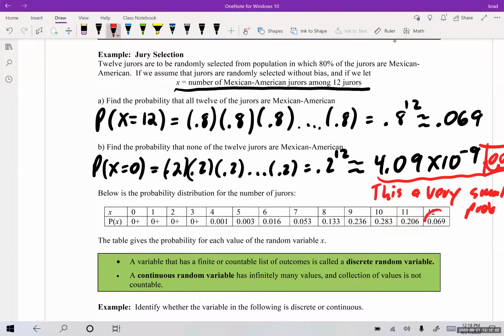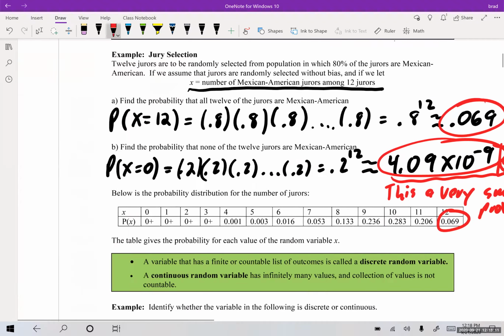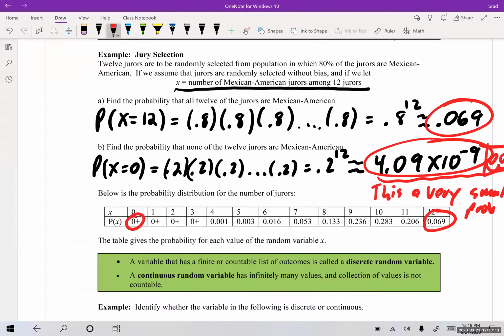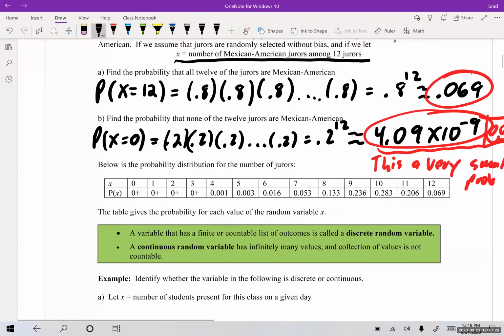Now notice here we have 0.069. That's the same probability I got here because that was all 12. And then notice here, I got a very, very small number close to zero. So for no Mexican American jurors, they gave us 0 plus. And remember, once again, 0 plus signifies basically zero, just a little bit above zero, but so small that they almost call it zero.